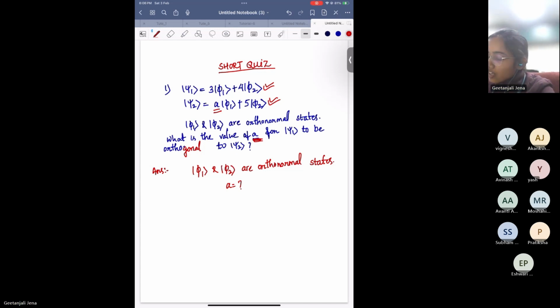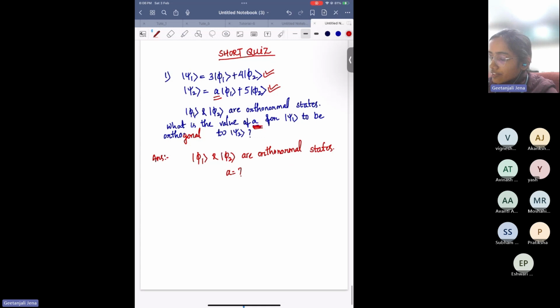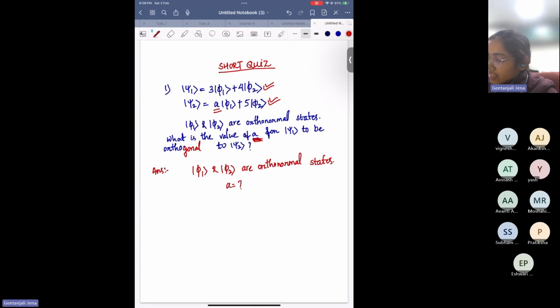Okay, so what is given? Phi1 and phi2 are orthonormal states. By orthonormal, what do you mean? Orthonormal means this condition. Condition for orthonormality.